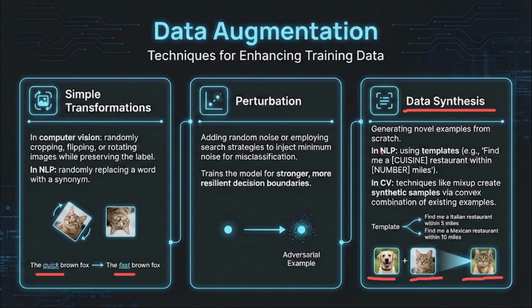If it is NLP, they'll just use a template like "find me a cuisine restaurant within number miles." Your cuisine and number are placeholders, you can interchange the values here with different cuisines and numbers, so that you'll have hundreds of examples ready in a few minutes. And nowadays you can use generative models, LLMs, to get this data synthesis very easily.